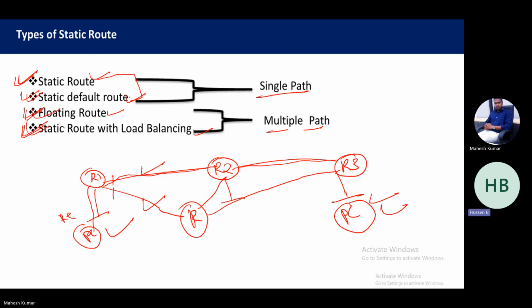Got it? Yes, sir. What is this floating route? What is the static route? How to configure this load balancing? I will explain that tomorrow. Today we will just cover static route and static default route. So how to configure this?